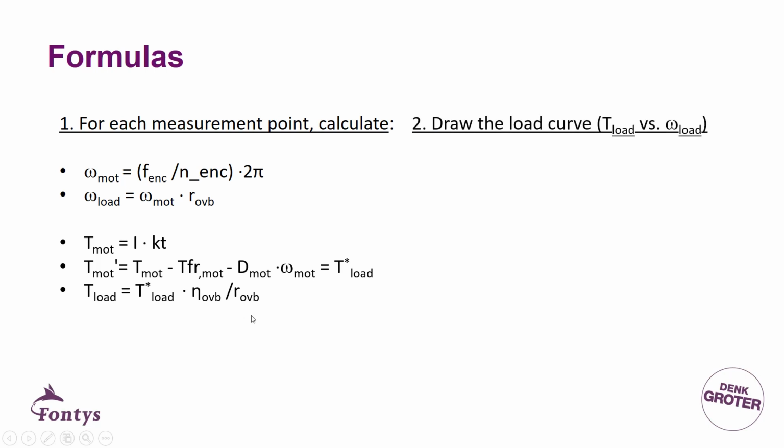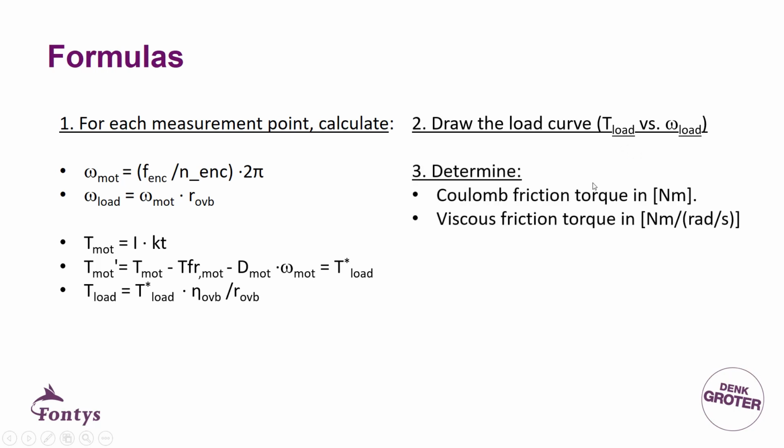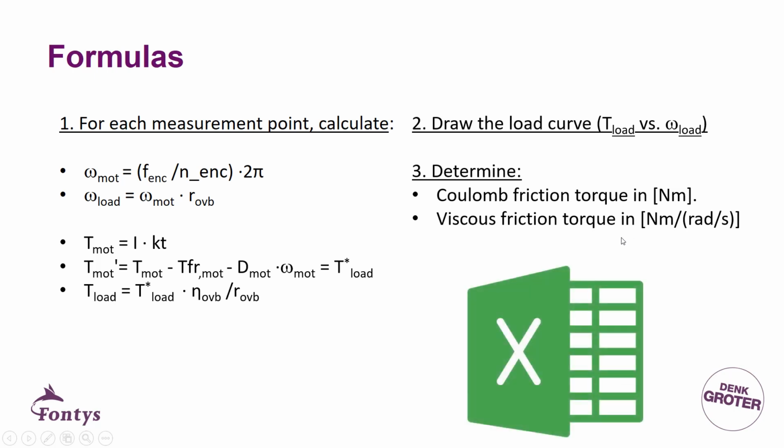So now we have all our calculated data in every measurement point, and now we can draw the load curve by setting on the horizontal axis omega of the load, so the angular speed of the load, and on the vertical axis we put the load torque. Now we can determine what we want to measure. So we can determine the Coulomb friction torque, which is the intersection point of the load speed characteristic with the vertical axis, and we can determine the viscous friction torque, which is the slope of the curve we have measured. And of course we can do that in Excel.